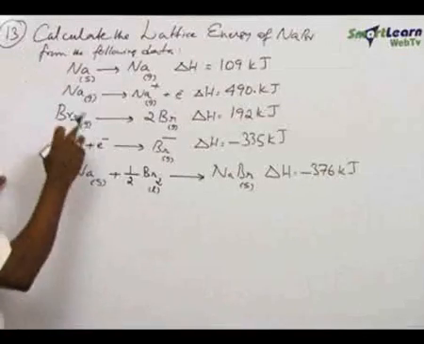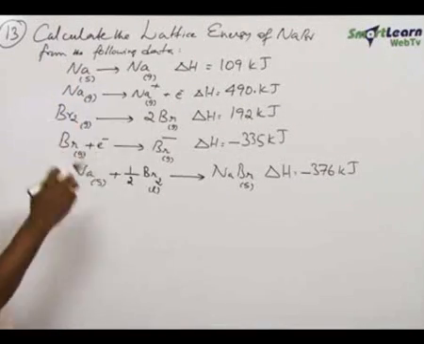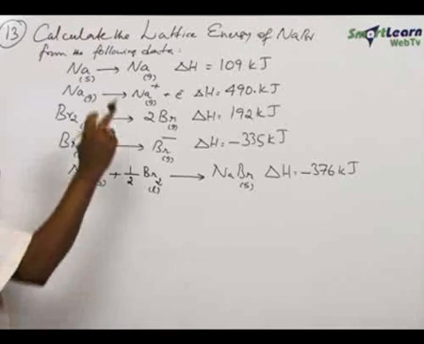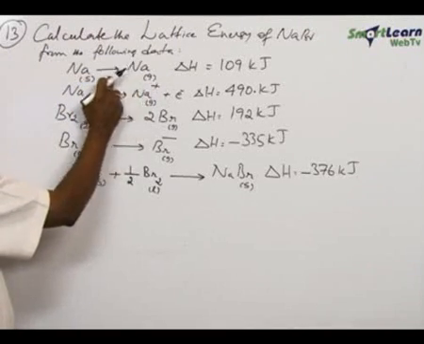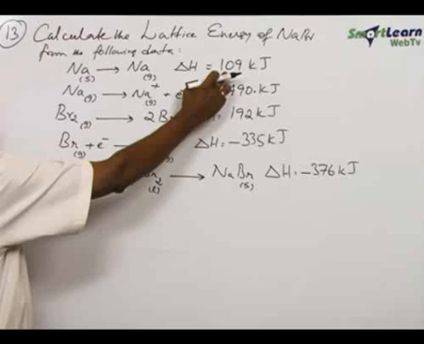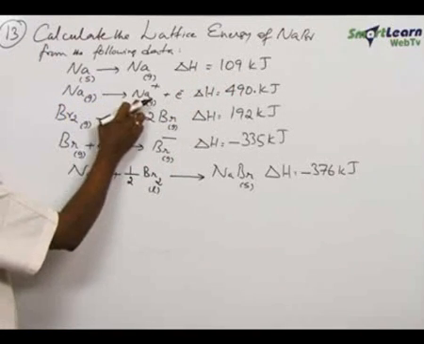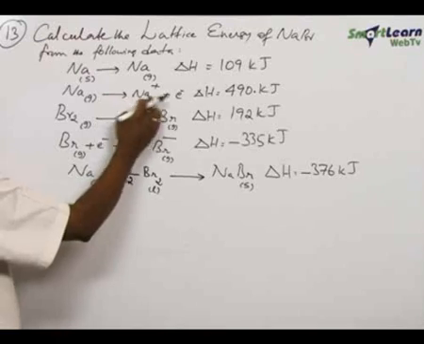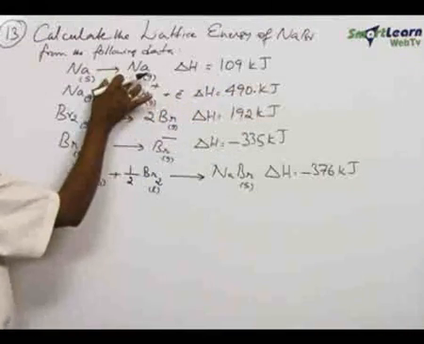Problem number 13. Calculate the lattice energy of sodium bromide from the following data. Sodium solid gives sodium gas. This is atomization or vaporization, and the enthalpy change, the heat change, is equal to 109 kilojoule. Next, sodium gas gives Na+, a sodium ion, by losing 1 electron. So del H value is 490 kilojoule. This is the ionization process.